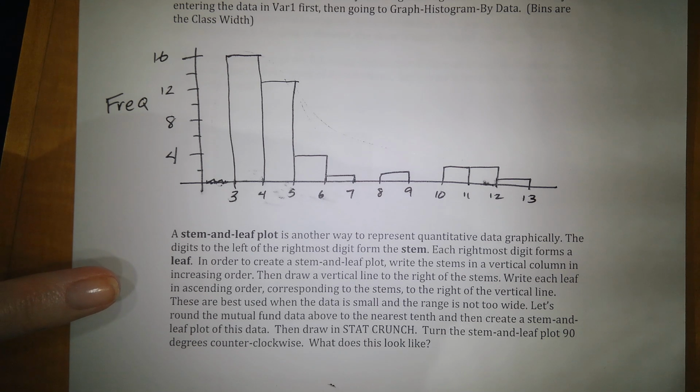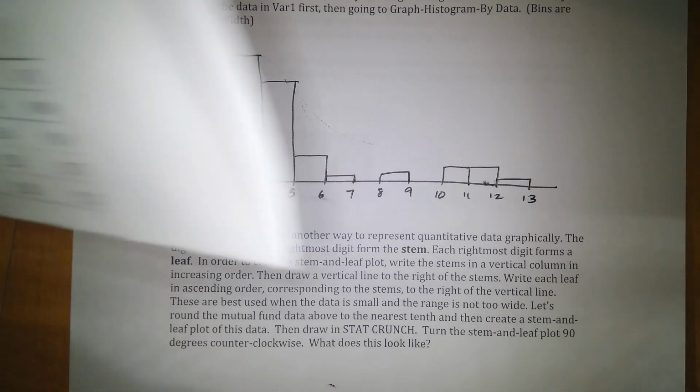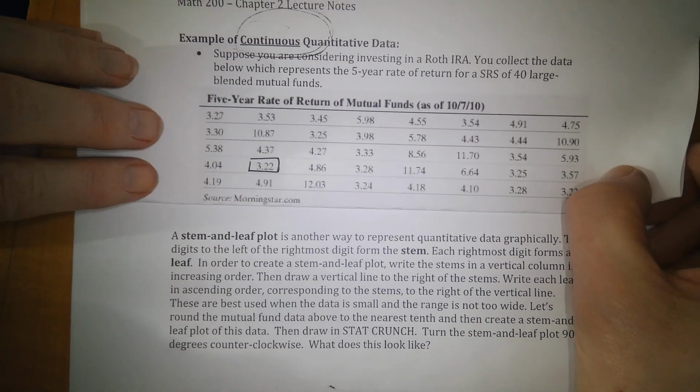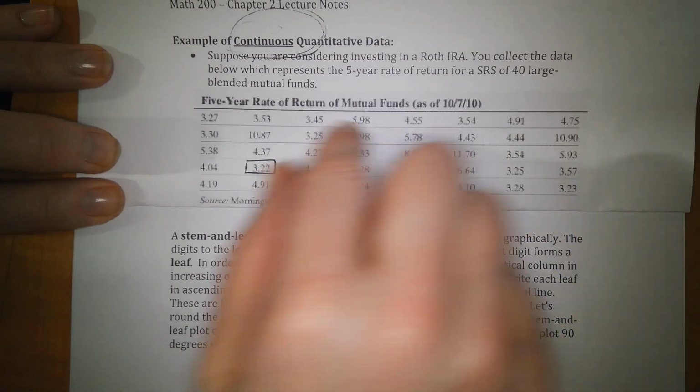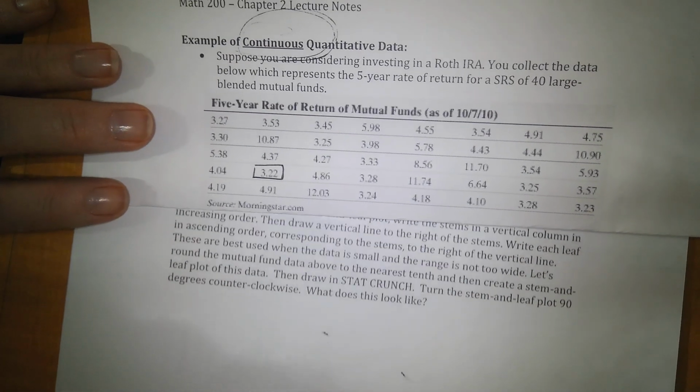Then we'll write the leaves in ascending order that correspond to each of the stems on the right-hand side of the vertical line. These are best used when the data is small and the range is not too wide, so this is actually going to be a very good example of this. Let's round the mutual fund data to the nearest tenth, and let's create a stem and leaf display of this data. So let me go ahead and pull that data back up, which I have here. Okay, so this was the data from the previous page, and we're going to use this data in our stem and leaf display.